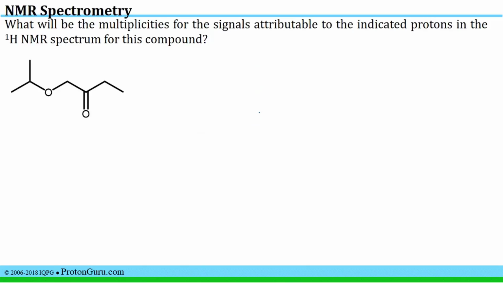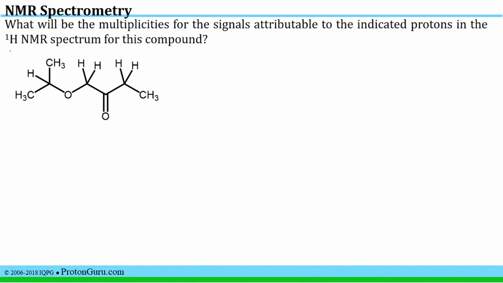And now we'll move on to an even more complicated case. You're again asked for the multiplicities for all the signals attributable to protons in the proton NMR spectrum for this compound. Again, as soon as you see which type of nucleus you're asked to analyze for, you'll want to draw all of those in. So we fill in all the protons in this case. Then we have to assess how many unique sets of protons there will be, therefore how many signals we'll get.